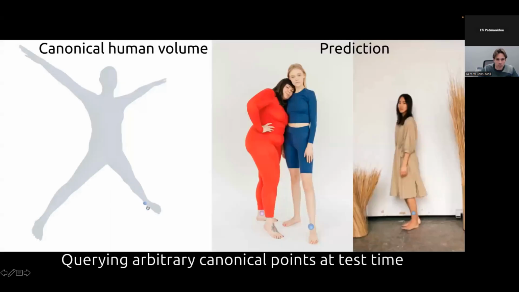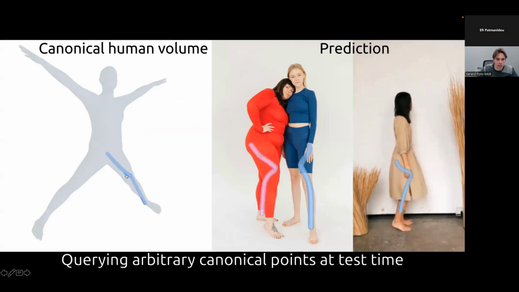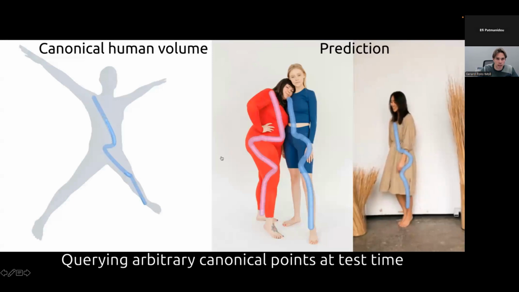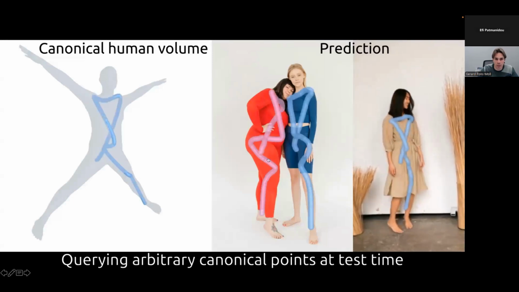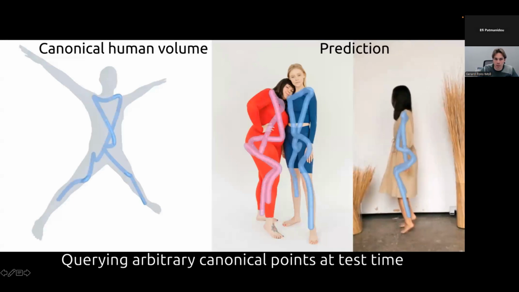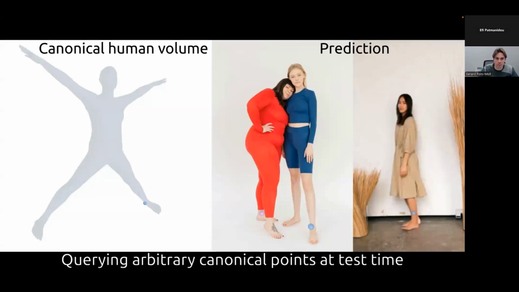Now, to illustrate more how this actually works in practice, what you're going to see is a user selecting which points they want to predict at test time on this canonical volume. And you're going to see the predictions in real time on these images. So let's see this in action. The user is now selecting which key points you want to predict. And you can see how these key points are being predicted in 3D in the image. So basically now we have full flexibility on which points I want to predict. And this means that I'm not bound to a particular skeleton. I can choose this at test time and also at training time.